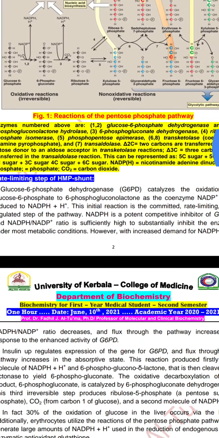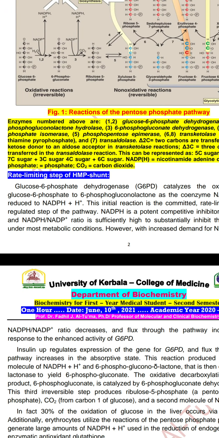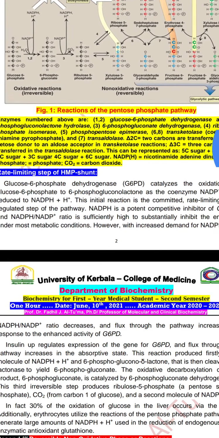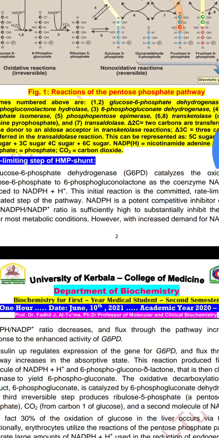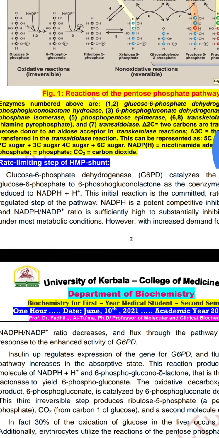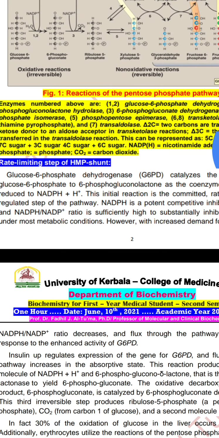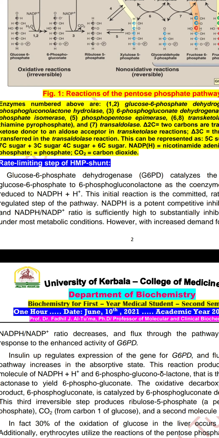Okay? Where the ratio of NADPH to NADP plus is sufficiently high to substantially inhibit the enzyme under most metabolic conditions. هذه النسبة decide the rate limiting step of the HMP shunt.